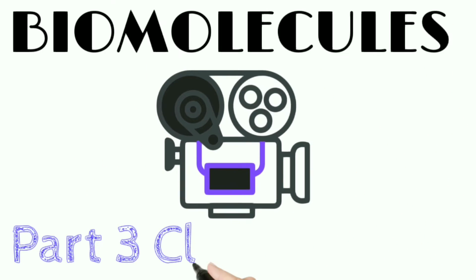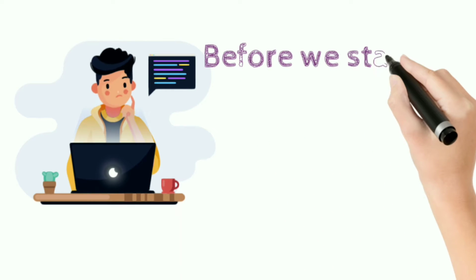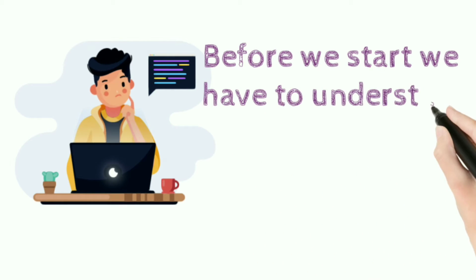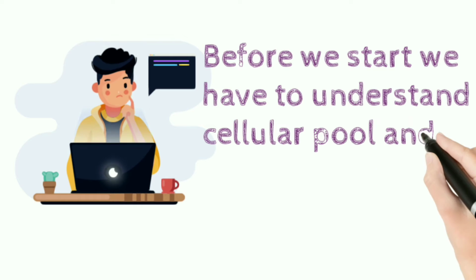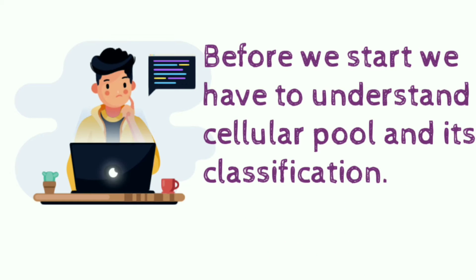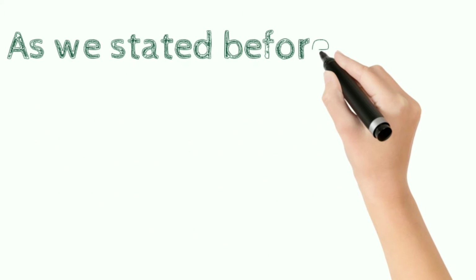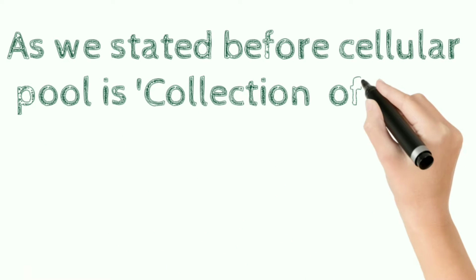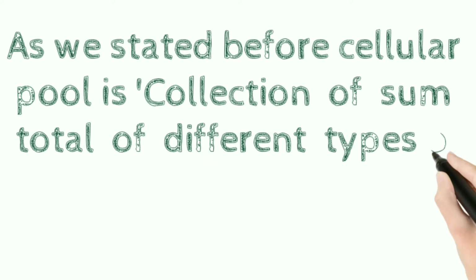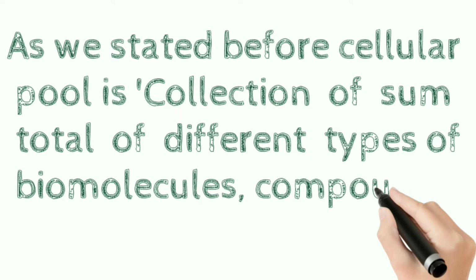Biomolecules. Part 3. Classification. Before we start, we have to understand cellular pool and its classification. As we stated before, cellular pool is the collection of sum total of different types of biomolecules, compounds and ions in a cell.